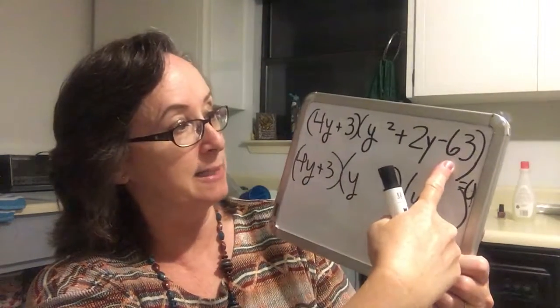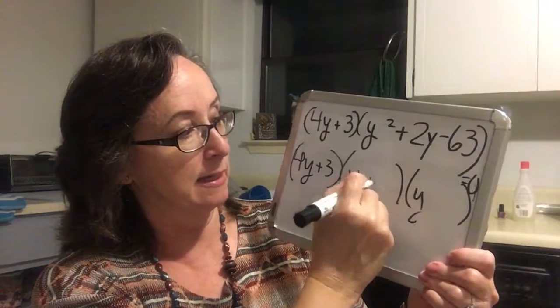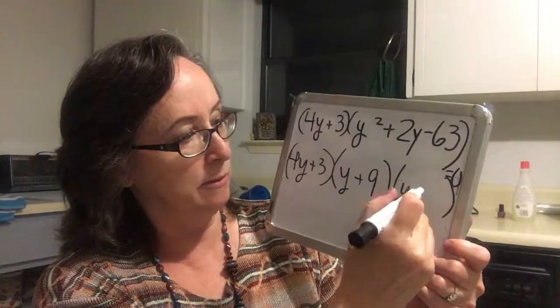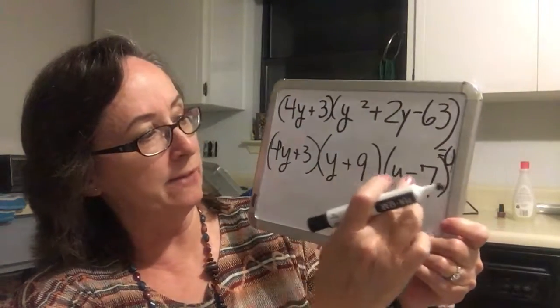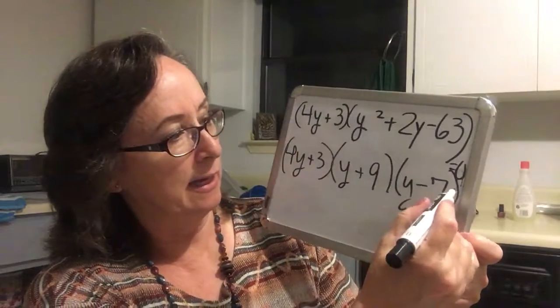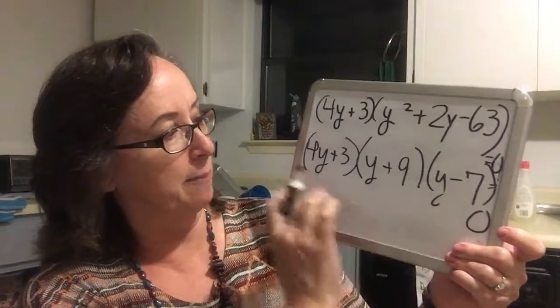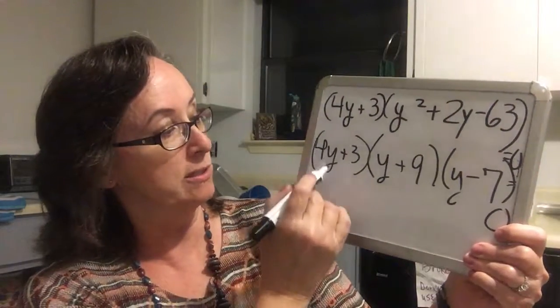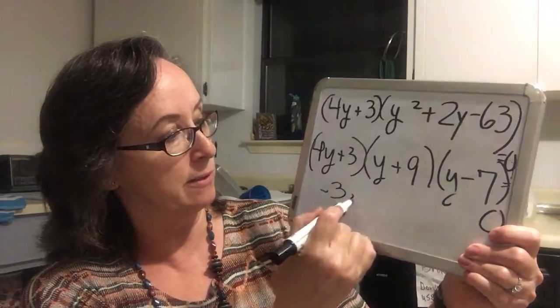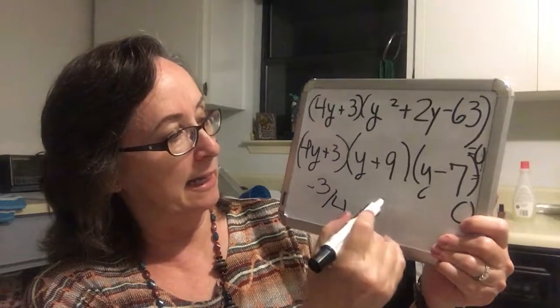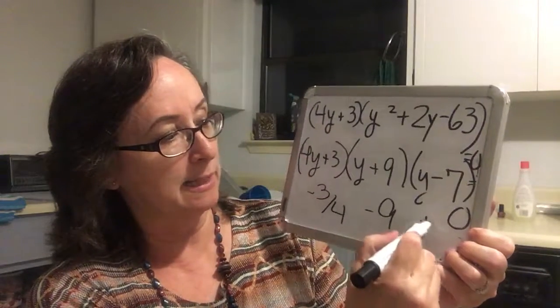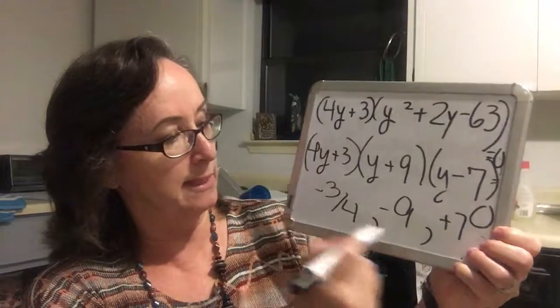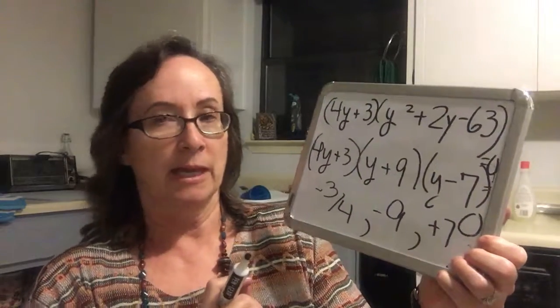63 is 9 times 7. The difference is 2. So if I put a positive 9 and a negative 7 and set it all equal to 0, that means that each one of these factors is equal to 0. And my solutions are -3/4 and a -9 and a +7. So those are my three solutions down at the bottom.